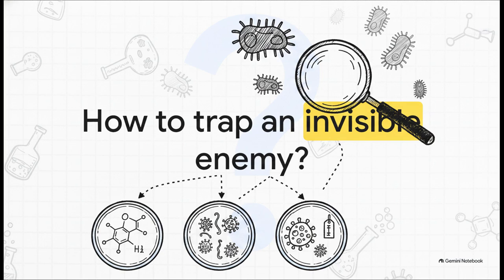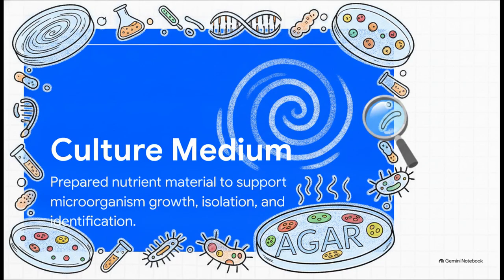You obviously can't just set up a physical trap. Instead, microbiologists act as molecular detectives. They use specialized food, meticulously crafted chemical environments to coax, trick, or literally force these invisible culprits to reveal themselves, multiply, and confess their identities. To pull this off, we need the foundational tool of the laboratory, the culture medium.